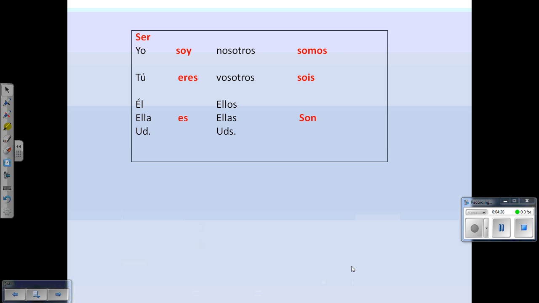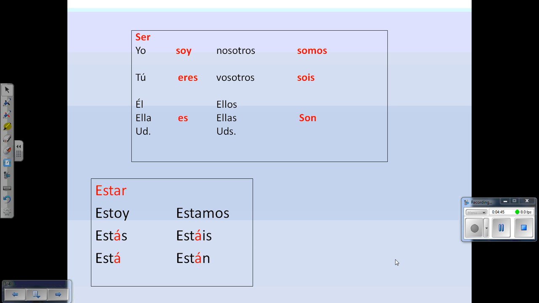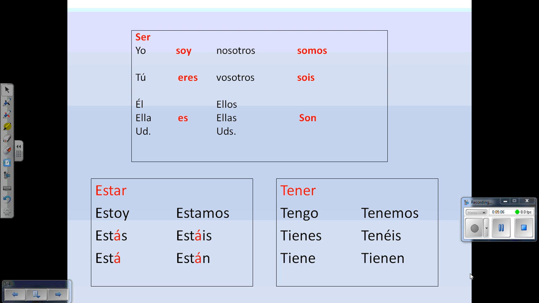Now we're going to go on to the conjugations as a review. In the ser box, please write these conjugations. Yo soy, tú eres, él, ella, usted es, nosotros somos, vosotros sois, ellos, ellas, ustedes son. Then we have the conjugations for estar. Estoy, estás, está, estamos, estáis, están. Many times it's a good idea to, like I have done, put it in a different color where the accent marks are so it really stands out, so you remember that you have to put accent marks on those. And then we have tener. Tengo, tienes, tiene, tenemos, tenéis, tienen.